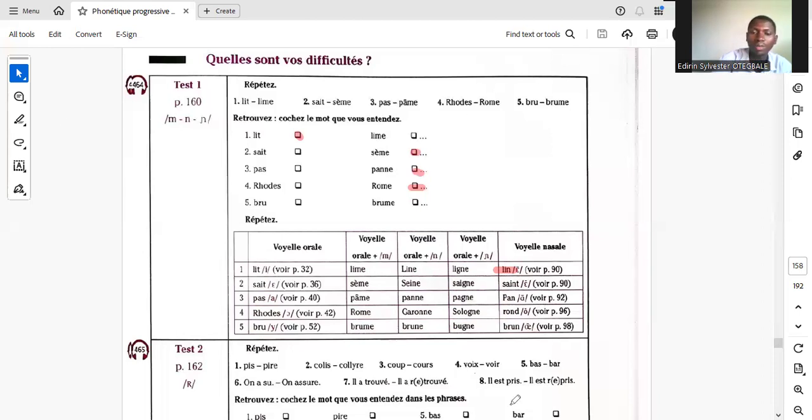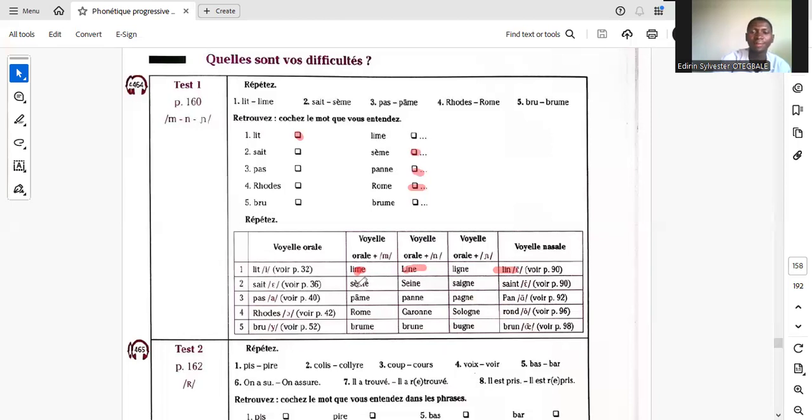For the other ones, we could not pronounce it as nasal, but there's an E after it. So the E here denasalizes this. The same thing here, the E denasalizes this one. So that's why we have it as oral plus M, oral plus N. But here it becomes nasal.